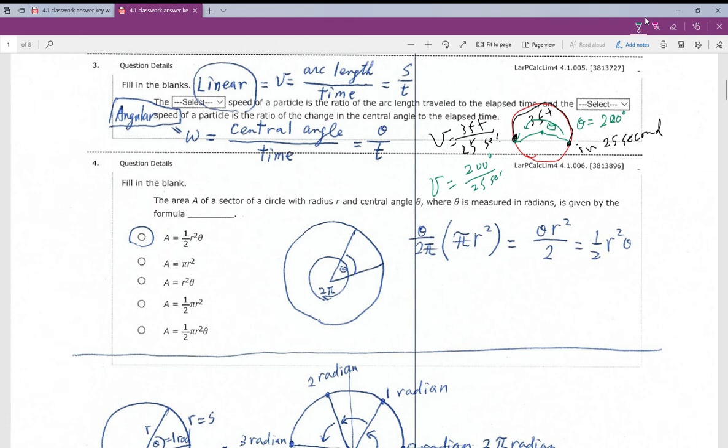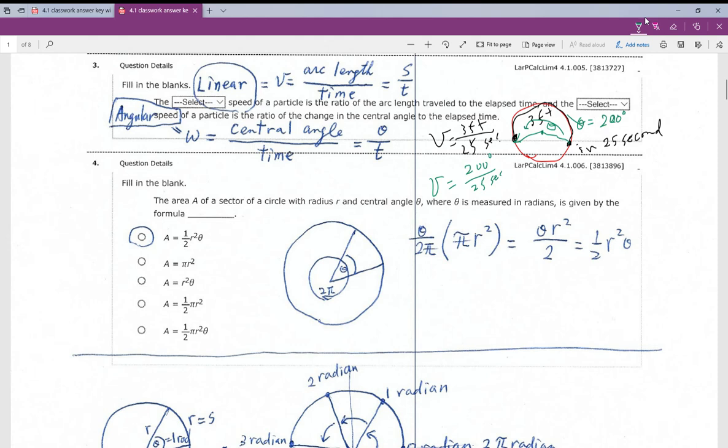So this is another way to measure the speed, by the angle. If you measure the speed by angle, we call it angular speed. If you measure the speed by the length, then we call it linear speed. So that's number 3.